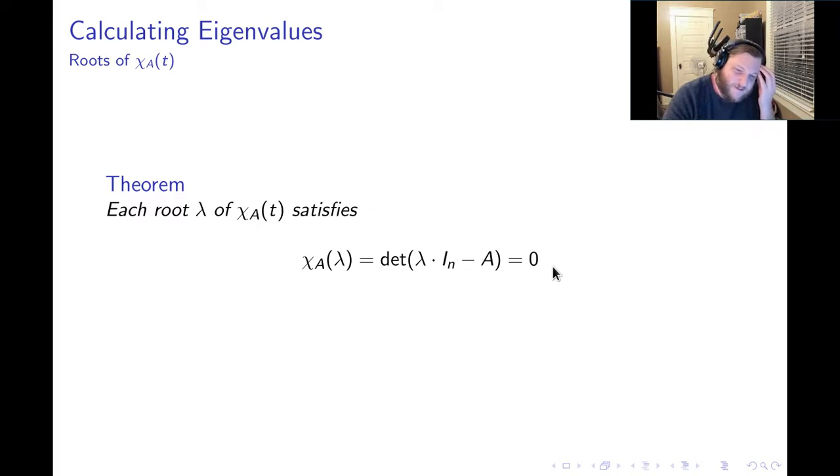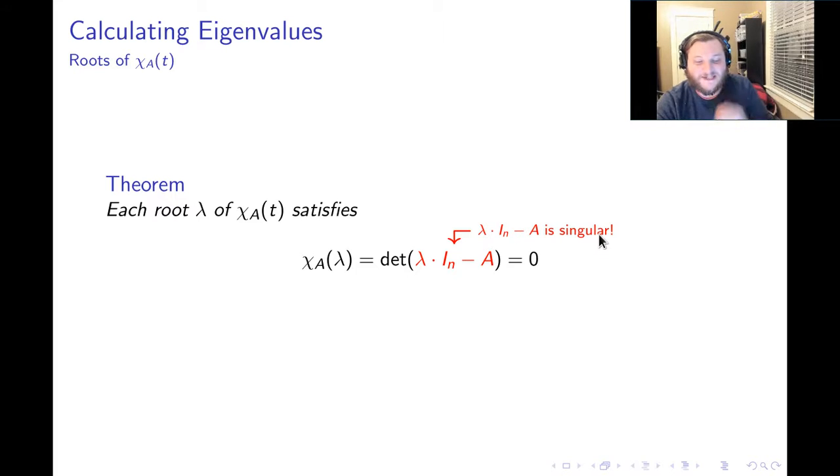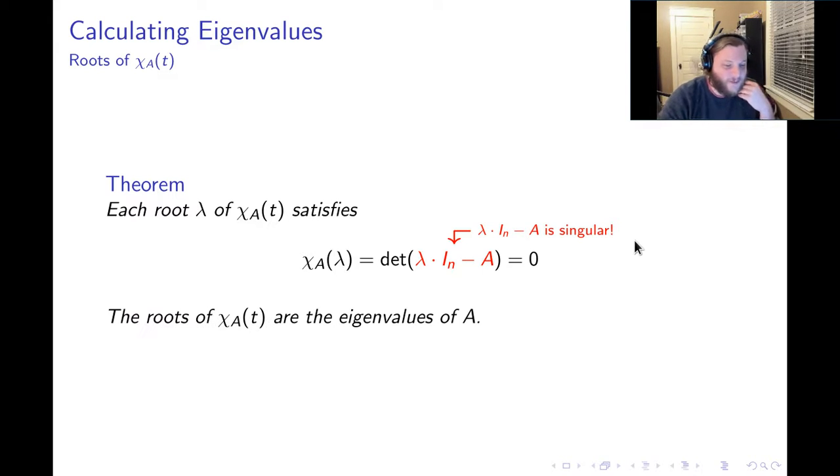But if we think about this for a moment, what we're saying is that the determinant of a particular matrix is 0, and that's exactly what it means for that matrix to be singular. So saying that lambda is a root of the characteristic polynomial is the same thing as saying that the characteristic matrix with t equals lambda is a singular matrix. And then we realize that we've seen this before. This is the exact same idea as lambda being an eigenvalue of A. So the punchline is that the roots of the characteristic polynomial are exactly the eigenvalues of our matrix.